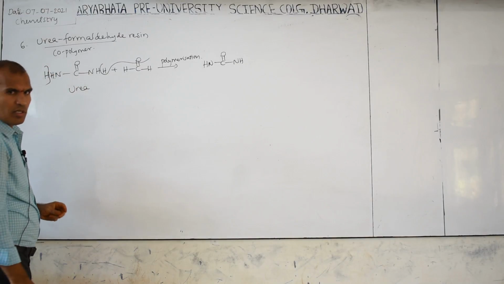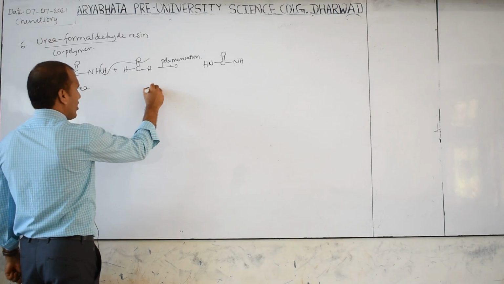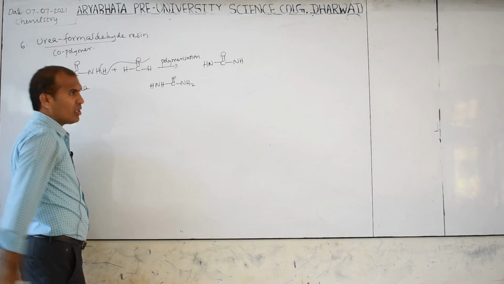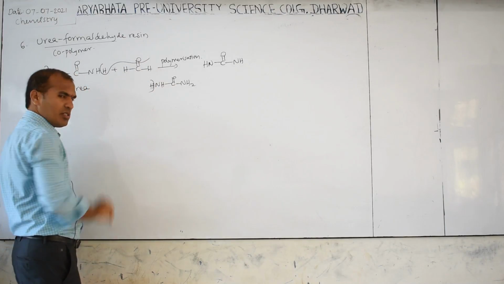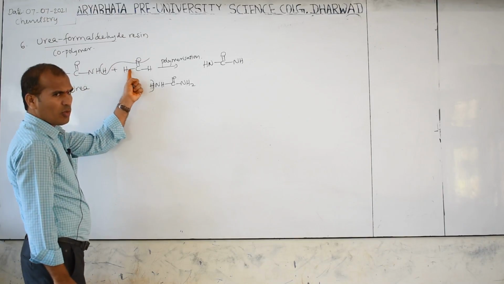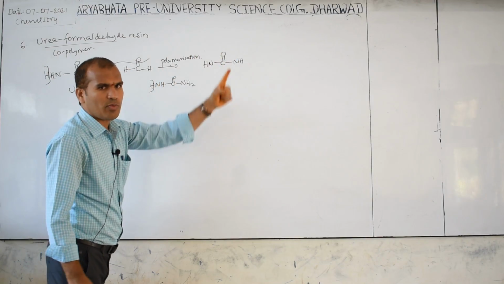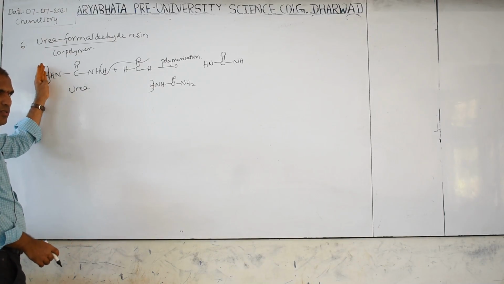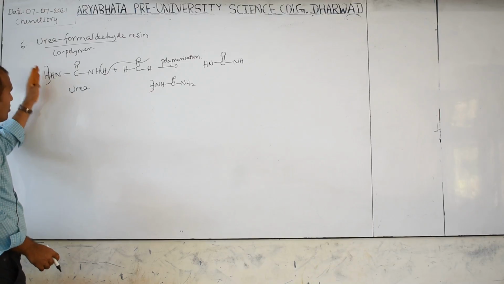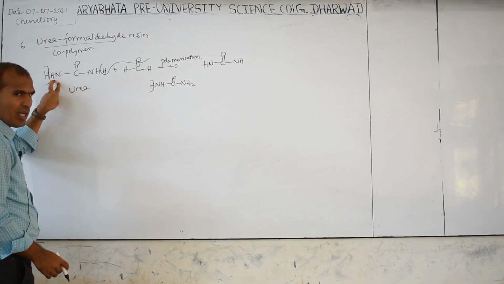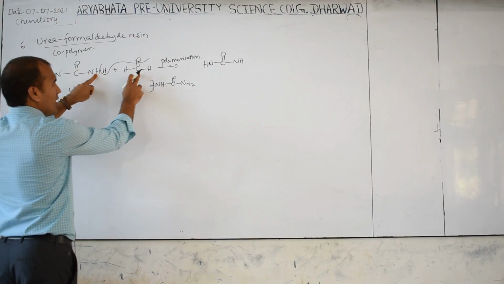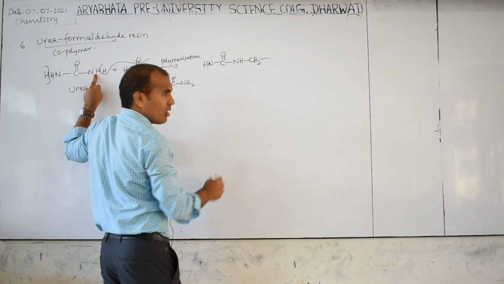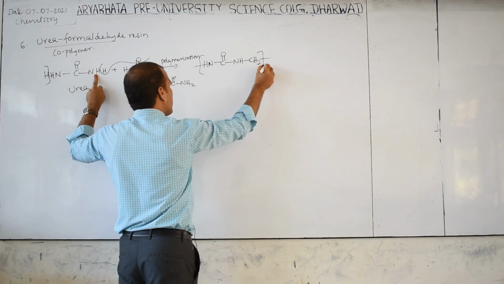Got the point? If you want, I will write here NH, H, C double bond O, NH2. Clear? So this H, O, H. Urea, formaldehyde, urea, formaldehyde, urea, formaldehyde, alternate. Therefore, this molecule loses H for water, HOH. Then which is left here? NH, C double bond O, NH. Then again which is left here? CH2. Clear?